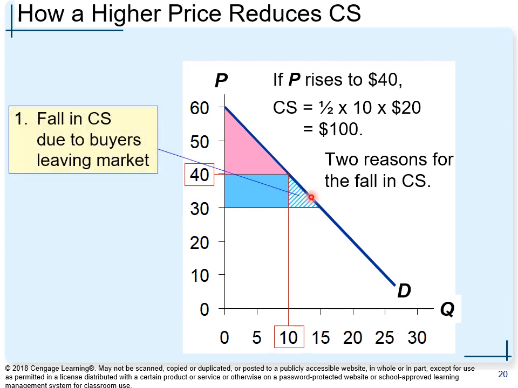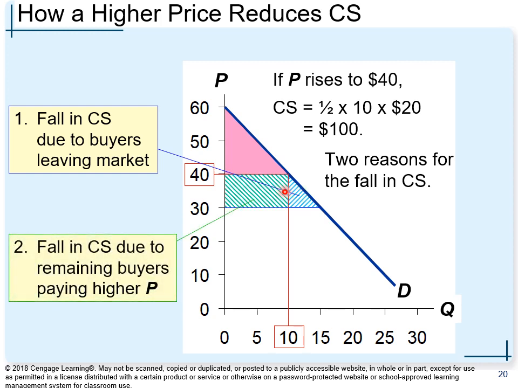Number one, there's a fall in consumer surplus due to buyers leaving the market. As the price goes up, the law of demand says that the quantities demanded fall. And all of that pre-existing consumer surplus just goes away because those individuals are not buying the good anymore. So that's one reason why consumer surplus falls.